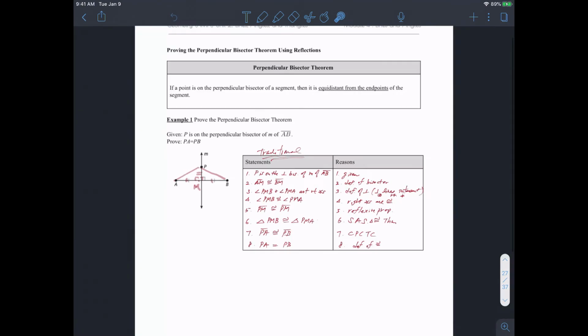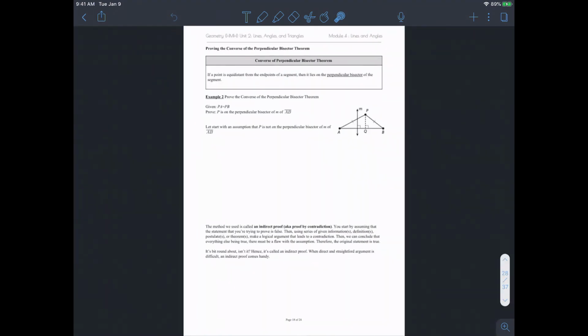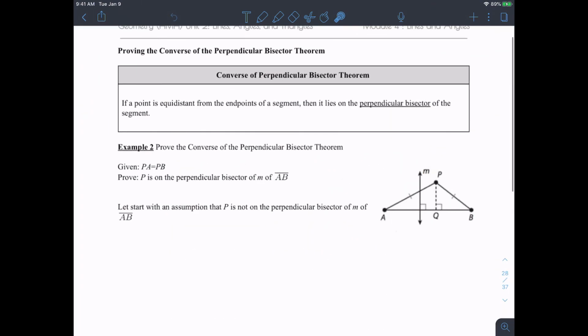All right, guys? Okay, the next page. We have the converse of the perpendicular bisector theorem. That is to say that if a point is equidistant from the endpoints of a segment, then it lies on the perpendicular bisector of the segment. Yes?